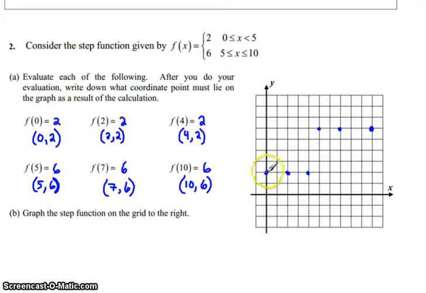It's going to be 2 from 0, so it's going to include 0, but it's going to go all the way to 5, but less than 5. So I'm going to put an open circle at 5 and draw it like this. And it's going to be 6 starting at 5, so it includes 5 because it's greater than or equal to, and it's going to go inclusively to 10. And there's your step function. There's only 2 steps on this, but there it is.